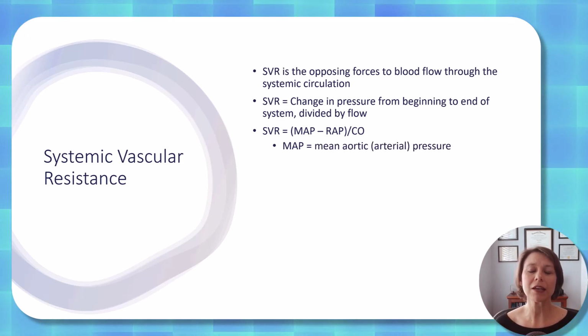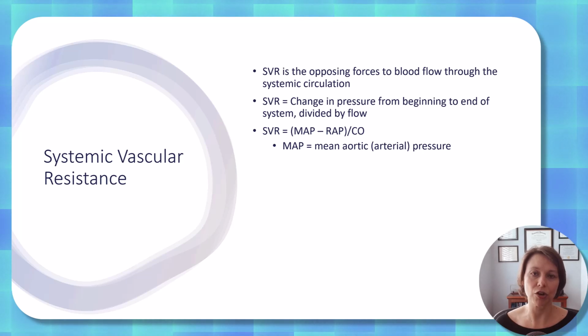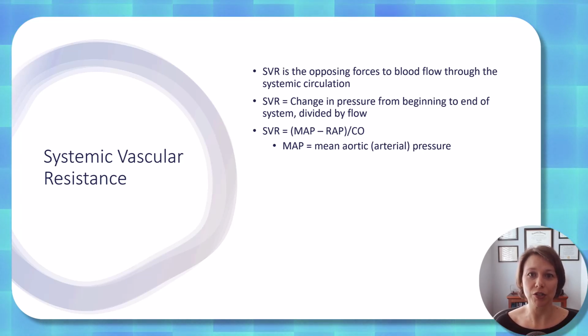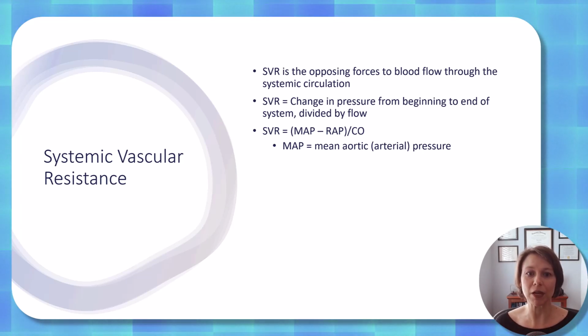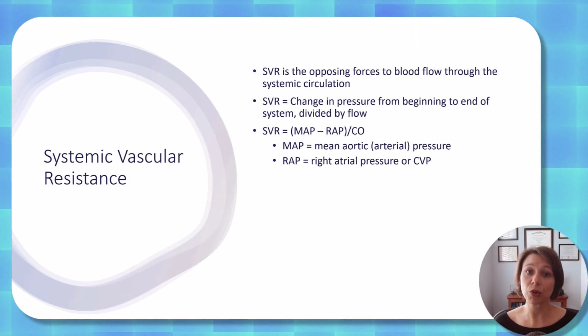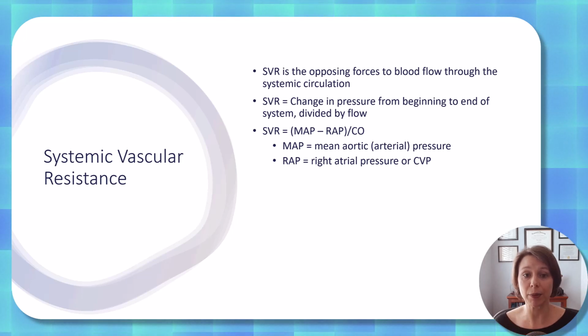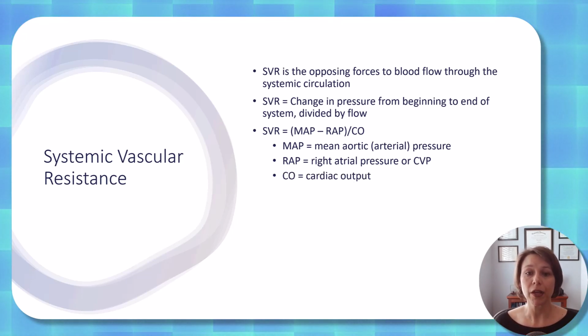So MAP, we're really starting from the aortic pressure, but we're going to use blood pressure because that's what we actually have to measure. We're going to look at right atrial pressure, which, if we're looking at hemodynamic values, is going to be CVP. And then cardiac output.